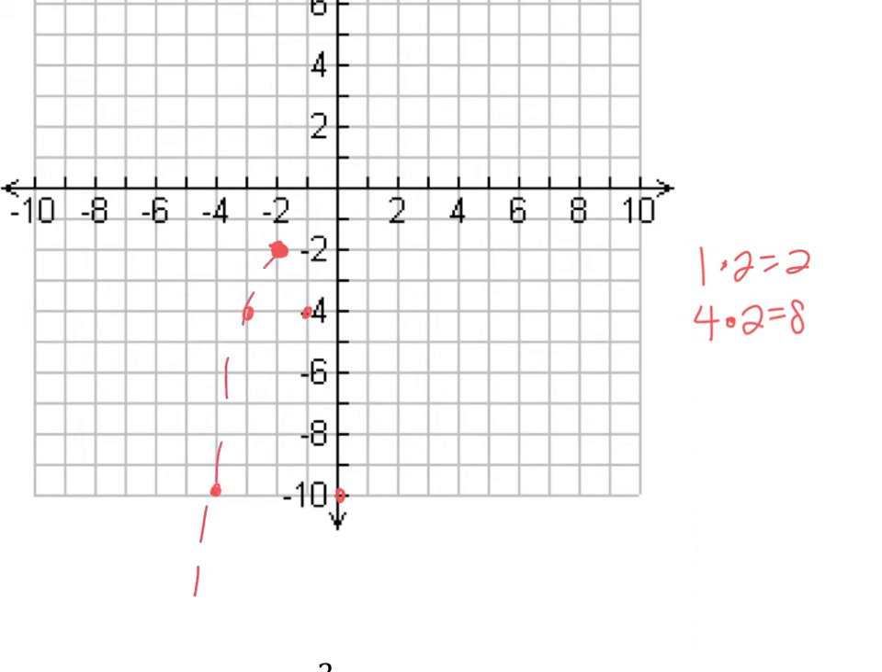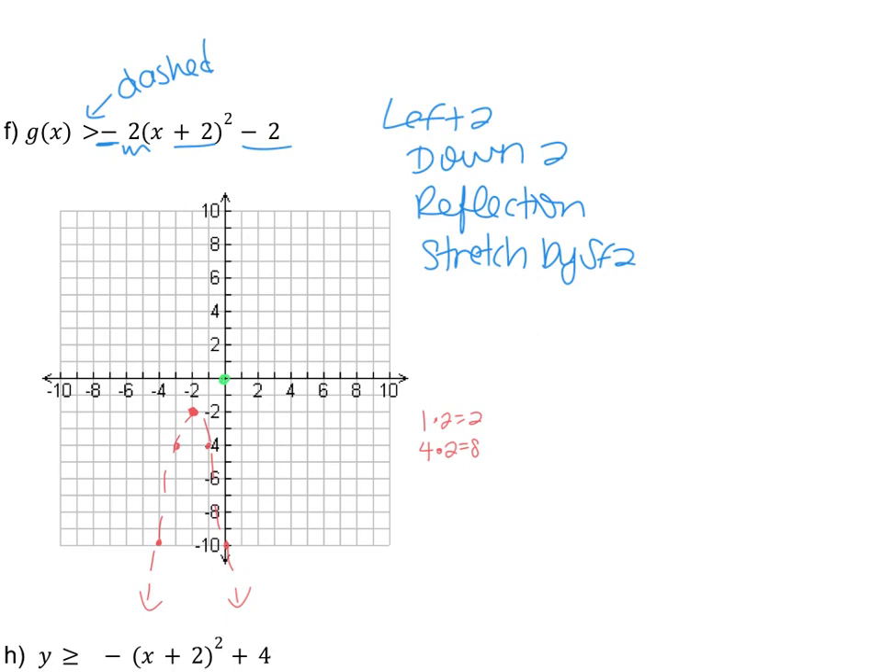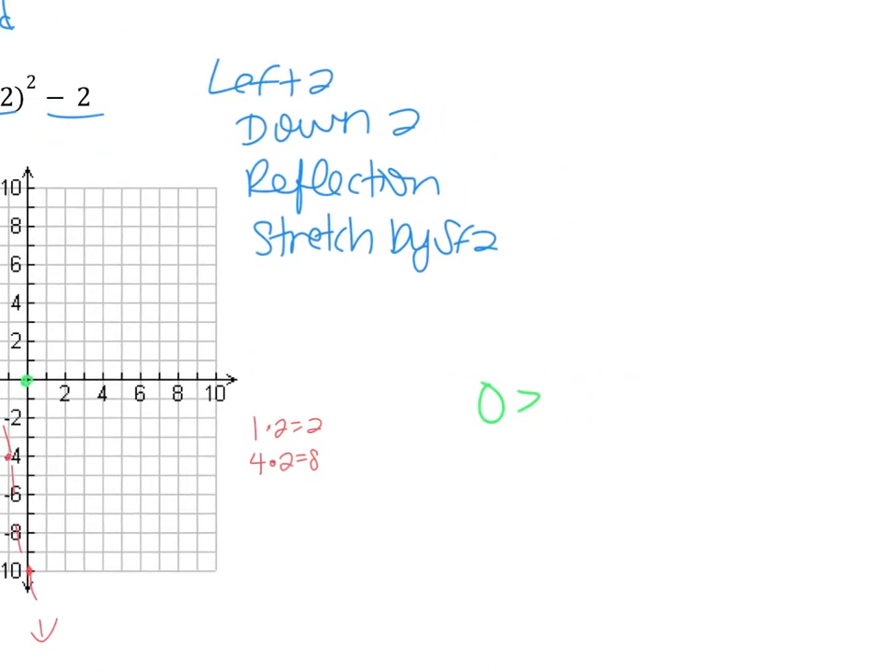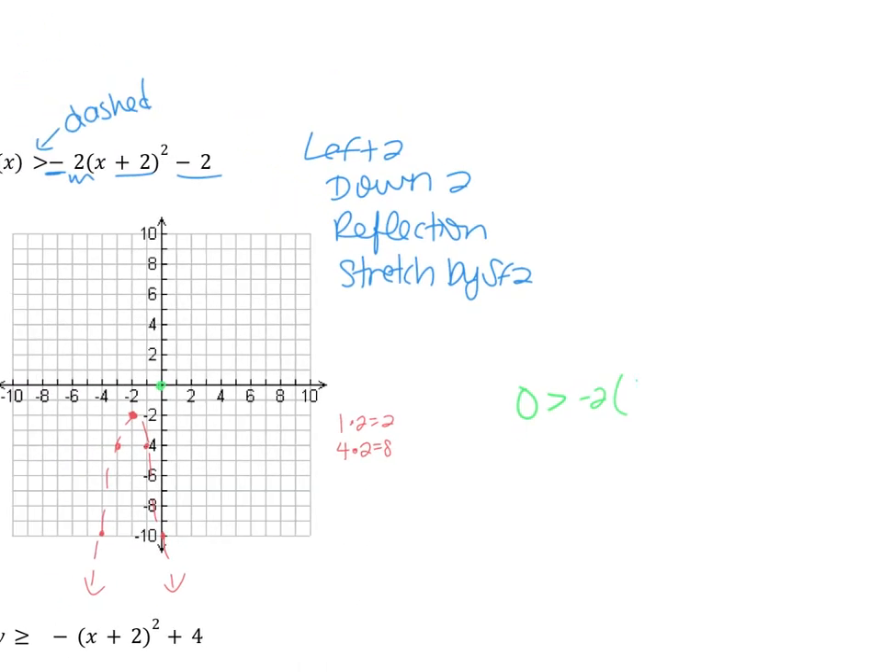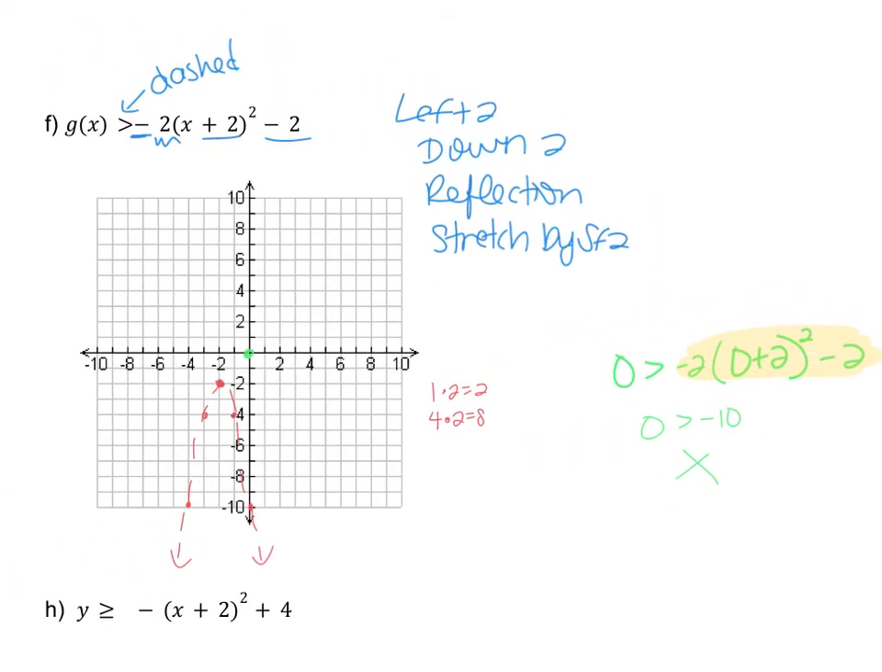So let's draw my dashed line with my arrows on the end. Let's pick a point, (0, 0). So is 0 greater than -2 times (0 plus 2) squared minus 2? This time I'm going to do it a little bit differently to speed up time. I'm just going to stick all of this exactly how it's written in my calculator. And when I do that, I get -10. So is this true? Is 0 greater than -10? No. So we're not going to shade on the side that the (0, 0) is marked. We're going to shade on the opposite side, which would be inside this parabola.